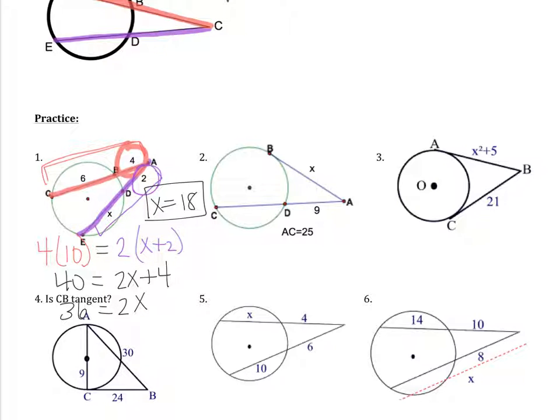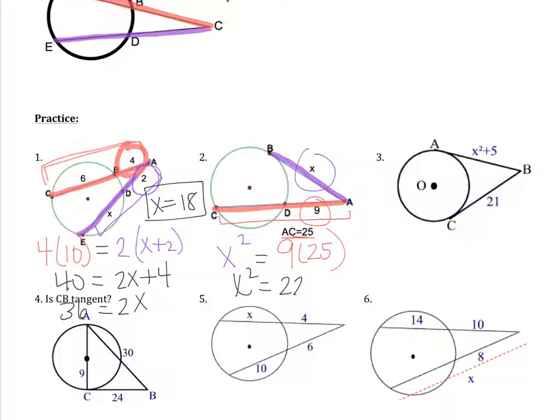Notice, is that secant secant? Nope, that's tangent secant. I have a tangent line here, and I have a secant line here. So I'm going to take my tangent, which is x, square it. That's going to equal my outside piece, which is 9, times the whole piece, which down here says it's 25. So 9 times 25, 225. How do I solve for x? Square root. So x equals 15.